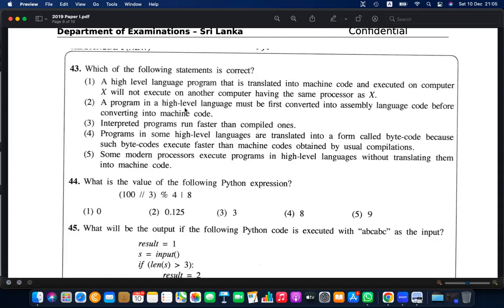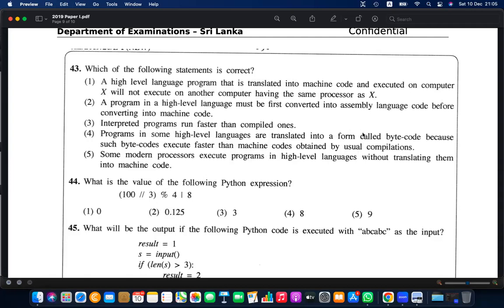A program in a high-level language must be converted into assembly code before being converted. No, not a must. An interpreted program runs faster than the compiled one. No, the other way, compiled runs faster. Programs in some high-level languages are translated into a form called bytecode because such bytecode executes faster than the machine codes obtained by usual compilations.